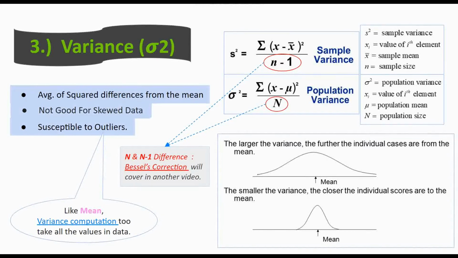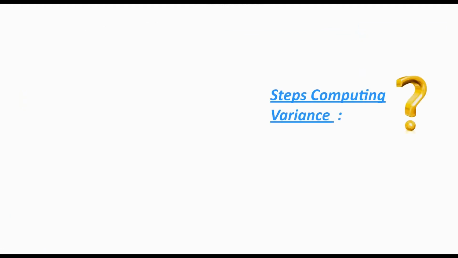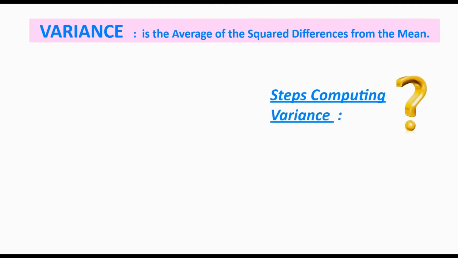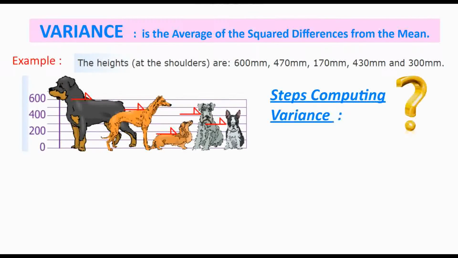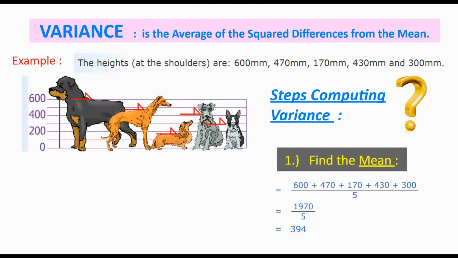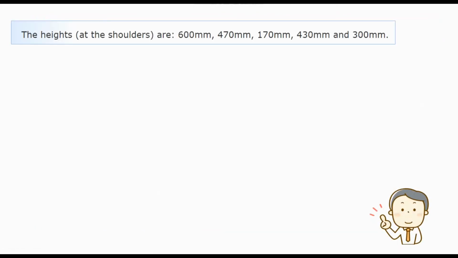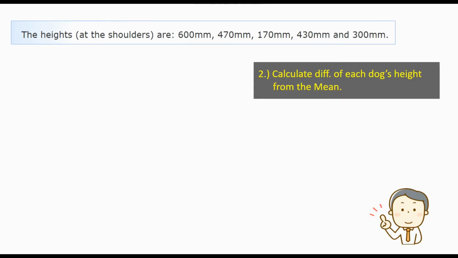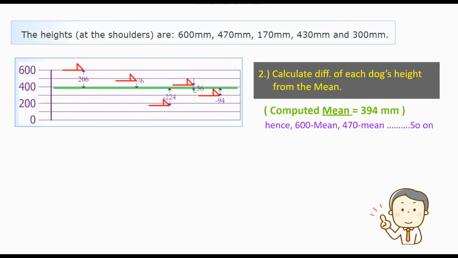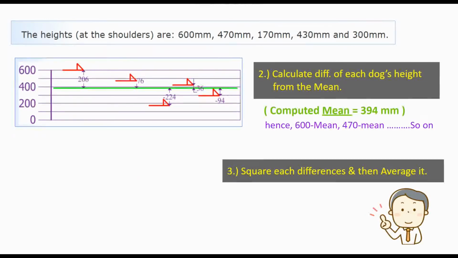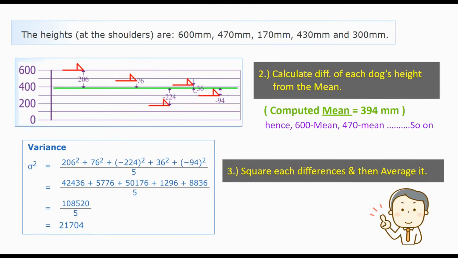You can see the graph. Now the steps for computing variance. As an example, we are given different heights of puppies. The first step is to find the mean, and here the green line depicts the same. The second step is to calculate the difference of each dog's height from the mean, and finally square each difference and then average it, and it gives us the variance.